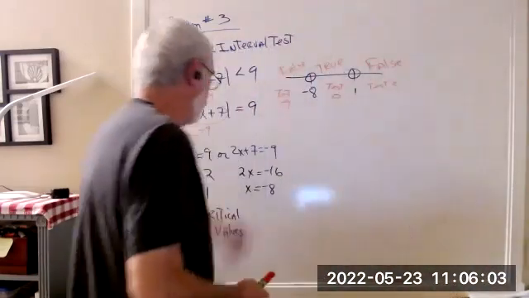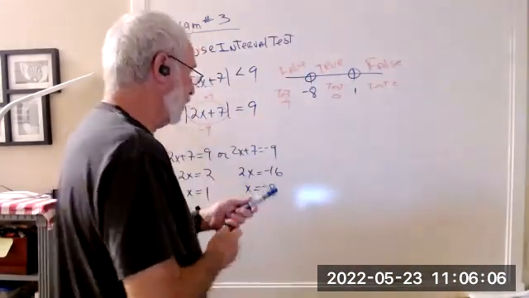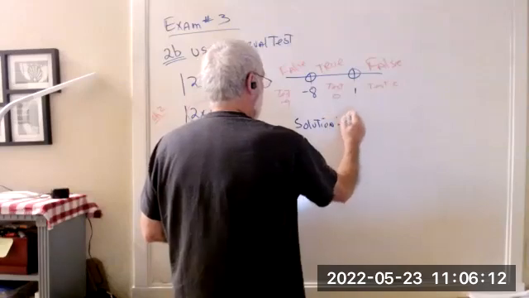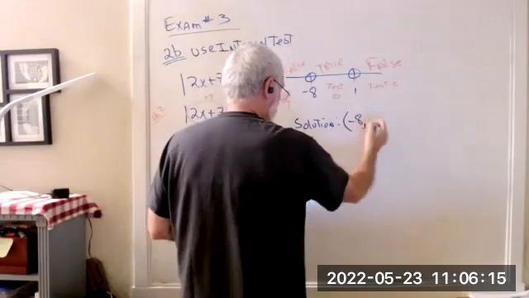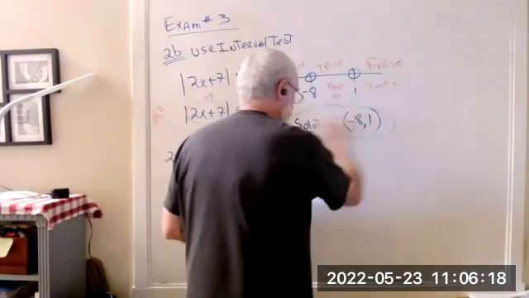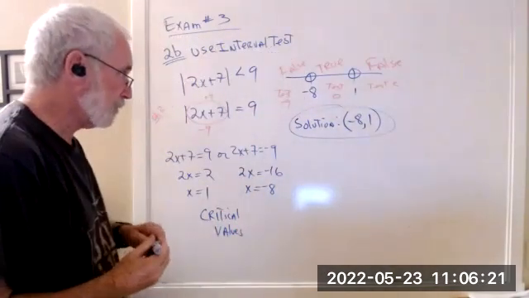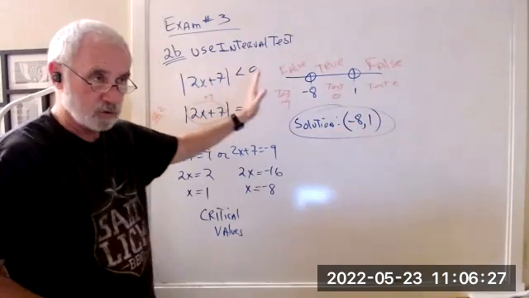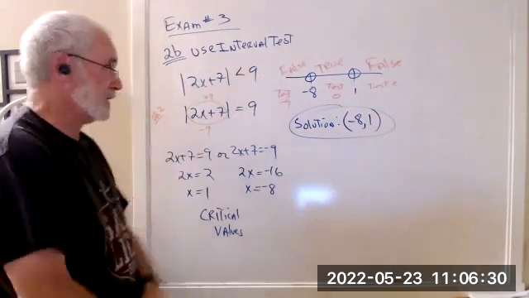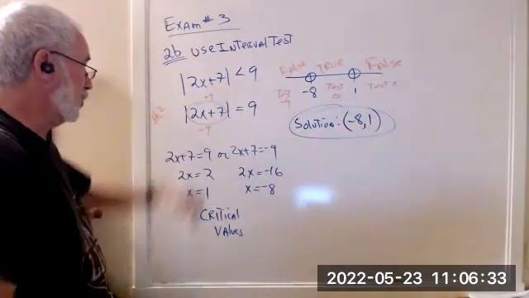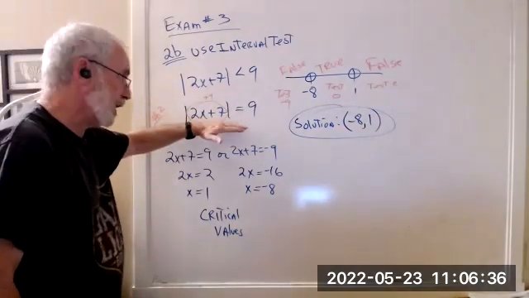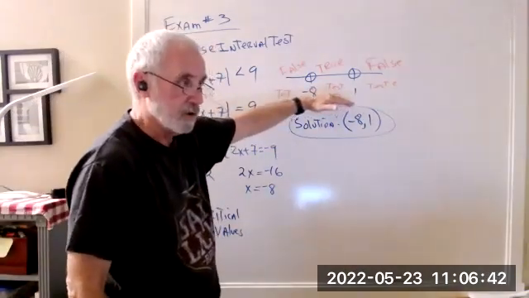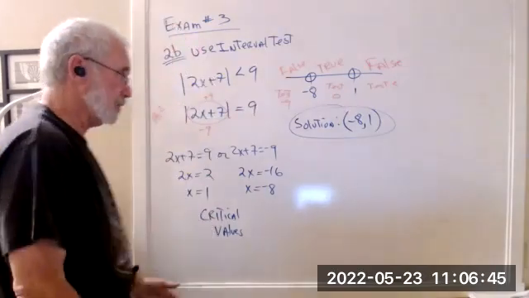Okay. So then our answer is whatever is true. So our solution to this problem is parentheses -8, comma 1, close parenthesis. That means any x value between -8 and 1 will make this problem true. And that's it. That's how you do it. So you pretend it's an equal, you solve the equal one, you test the critical values, and then you pick out whatever is true. And that becomes your solution.